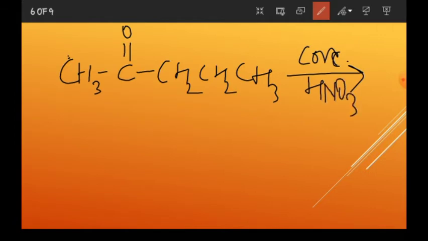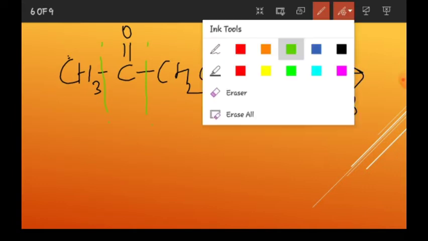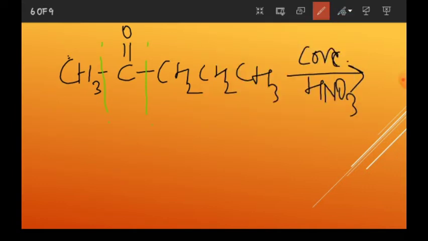Okay. Now there are two possibilities of bond breakage. The bond can break from this side and the bond can break from this side as well. Now to understand the position where the bond will break, we need to remember one rule which is known as Popoff's rule. It is not given in your NCERT, but you should know about this rule.